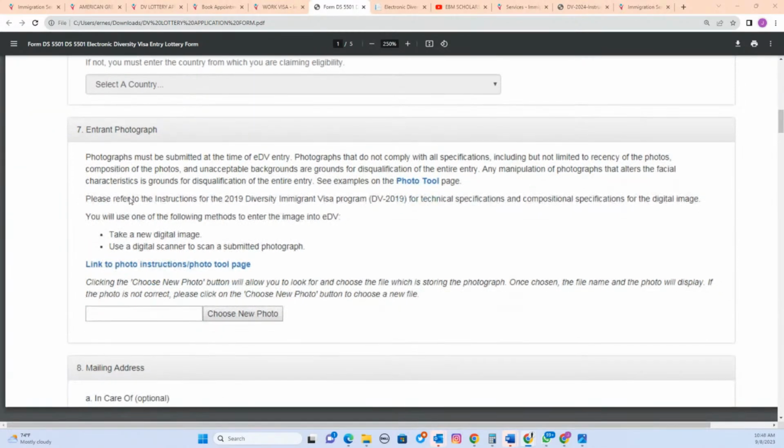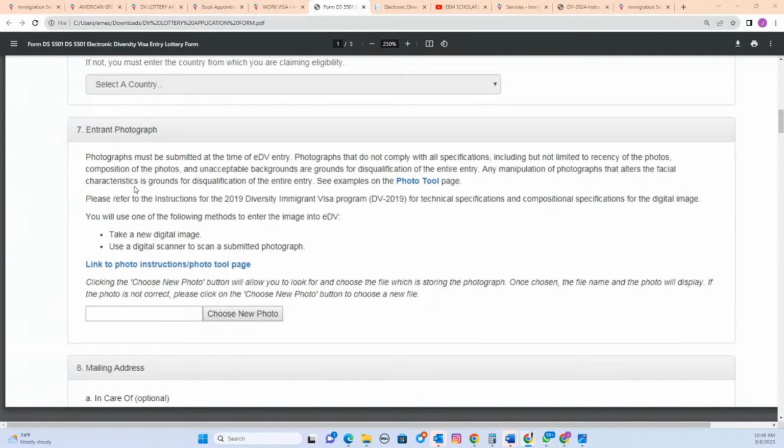Then it comes to the photo. This is a very important part. I have videos explaining how important this is. Remember, number 1, you are not allowed to use the photo of the previous year, the photo of the previous DV lottery. Yes, some people have used it and they have won, but don't try that. Don't take that risk. Don't use the older photo.